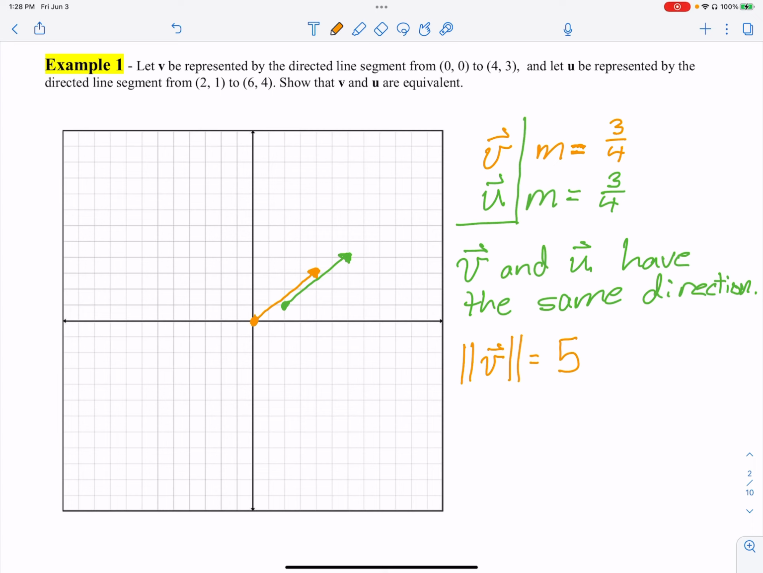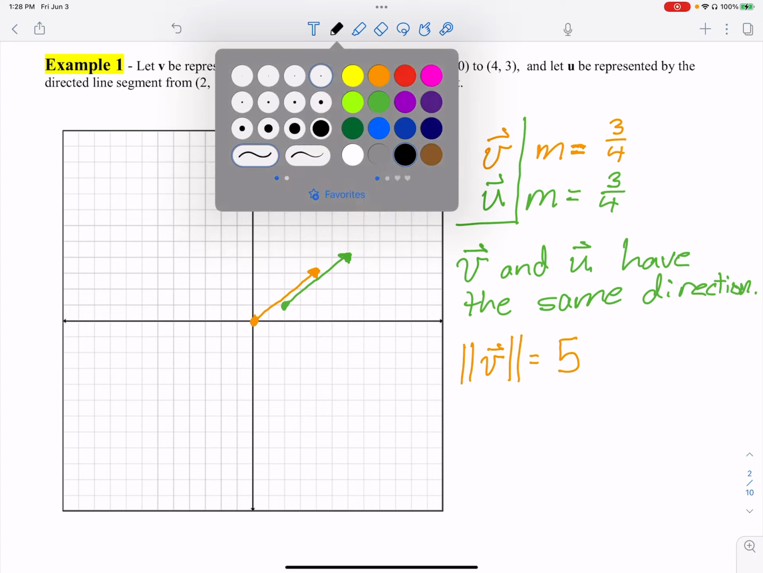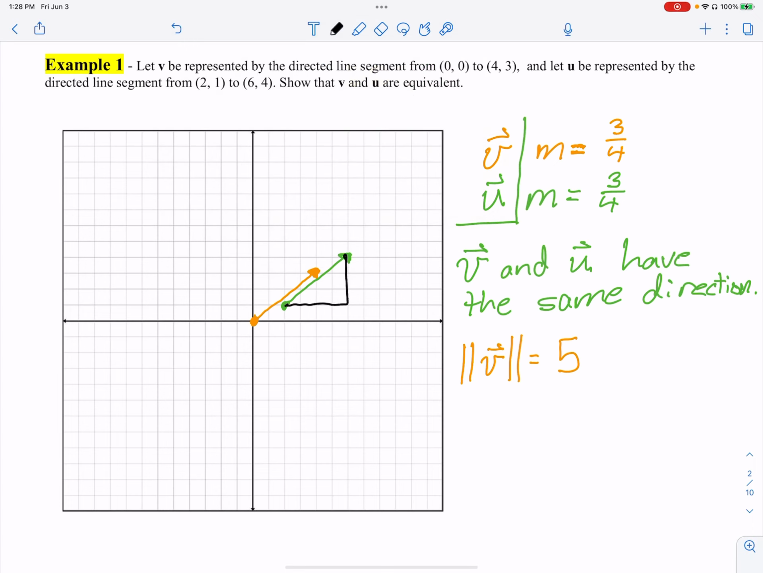All right. We also, if you take the green one and you look at that as a triangle, here's this triangle, 3, 4. The green line is also a length of 5. So thus, V and U are equivalent.